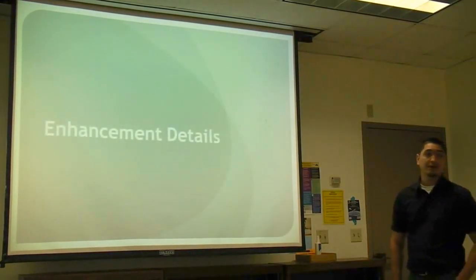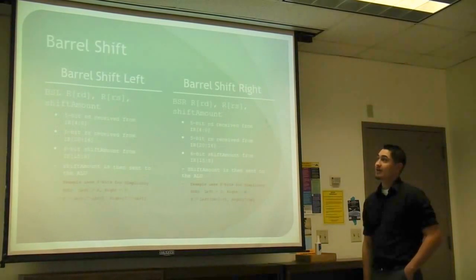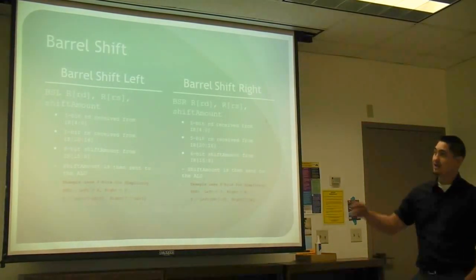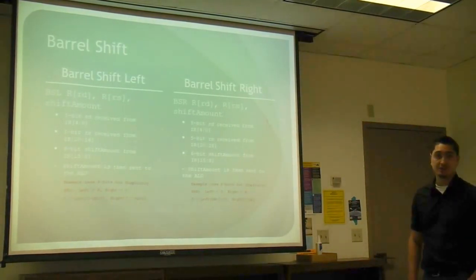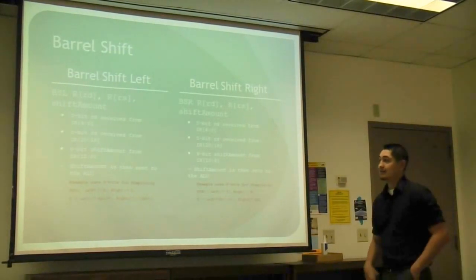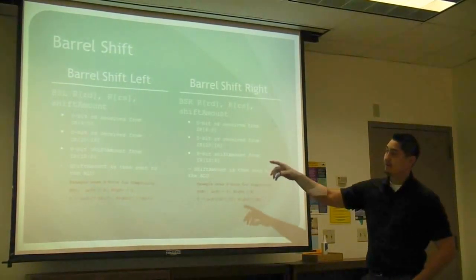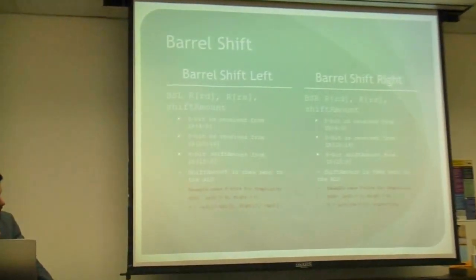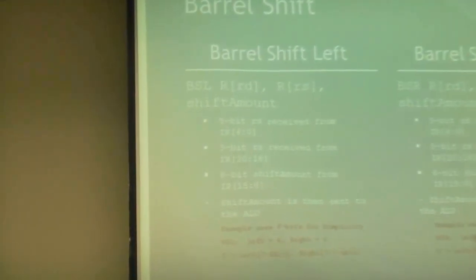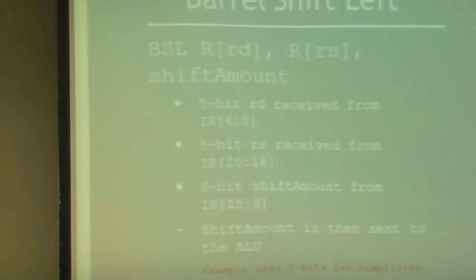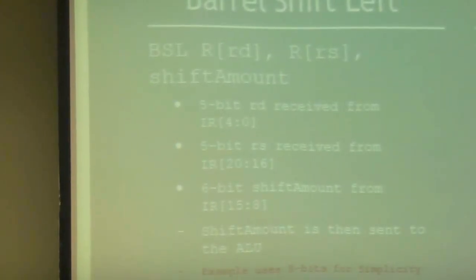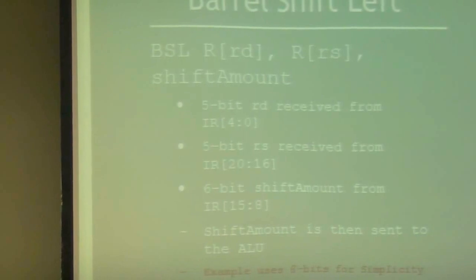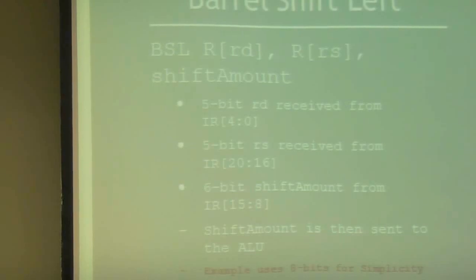So I'm going to talk about our enhancements. So we have barrel shift left. We have a pretty unique way of using the barrel shift. We actually get the shift amount from IR 8 to 15. So we had to develop a new addressing mode. So 8 to 15 is 6 bits, which would allow us to shift up to 64 times. That shift amount would go into the ALU, and it would perform an algorithm that we developed, which I'm going to explain in the next page.